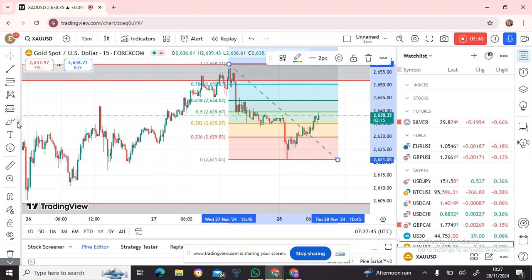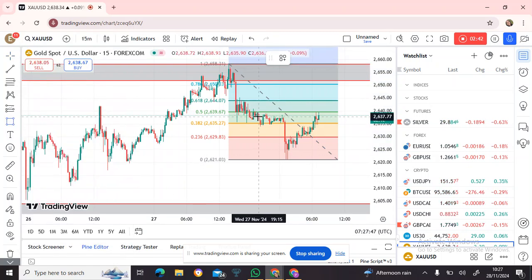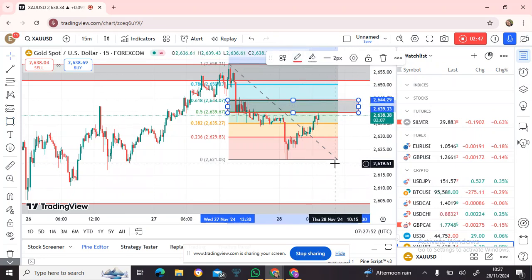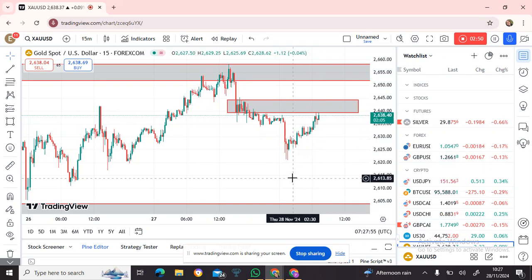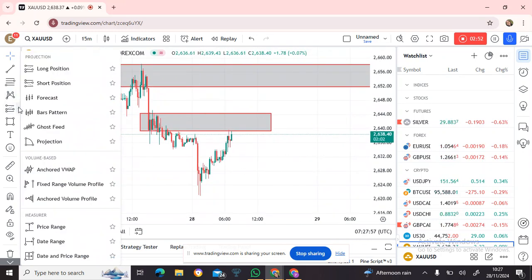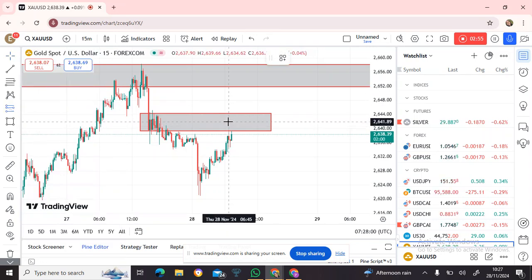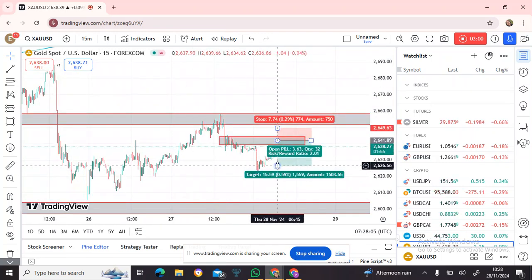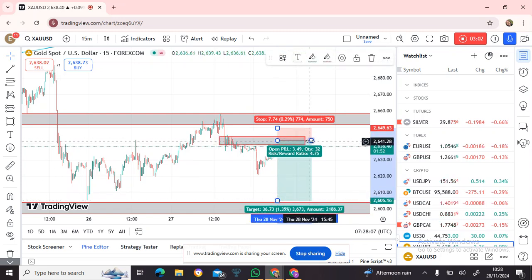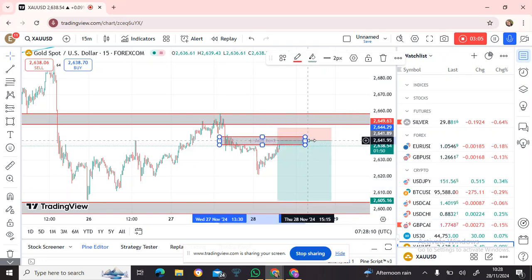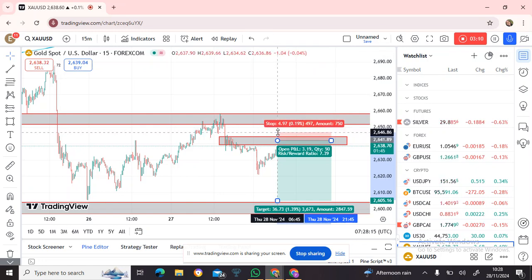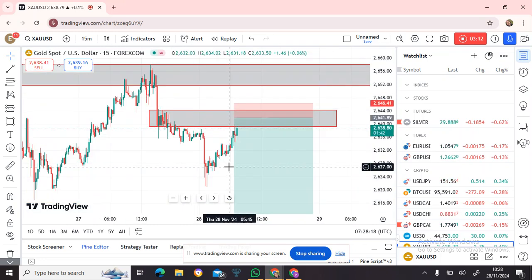So we'll mark this zone. This is our zone. That's where we expect the rejection to happen. So I'm aiming for shorts on gold. We have this zone to this point all the way to this previous low. My stops will be slightly above. This one is a trade of 1 to 8 risk to reward.